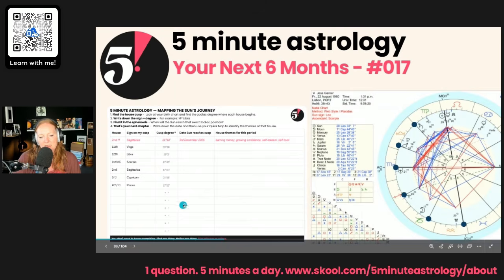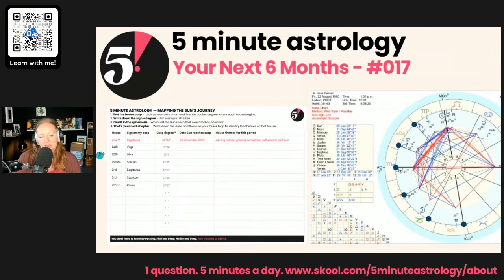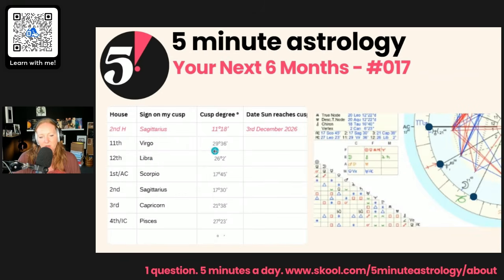So I've completed it so far for 6 months. And don't be distracted by this entry at the top. This is just to show you how to complete it. But the very first thing I'm going to be looking for is Virgo 29 degrees 36. So that's when the sun goes into the 11th house.